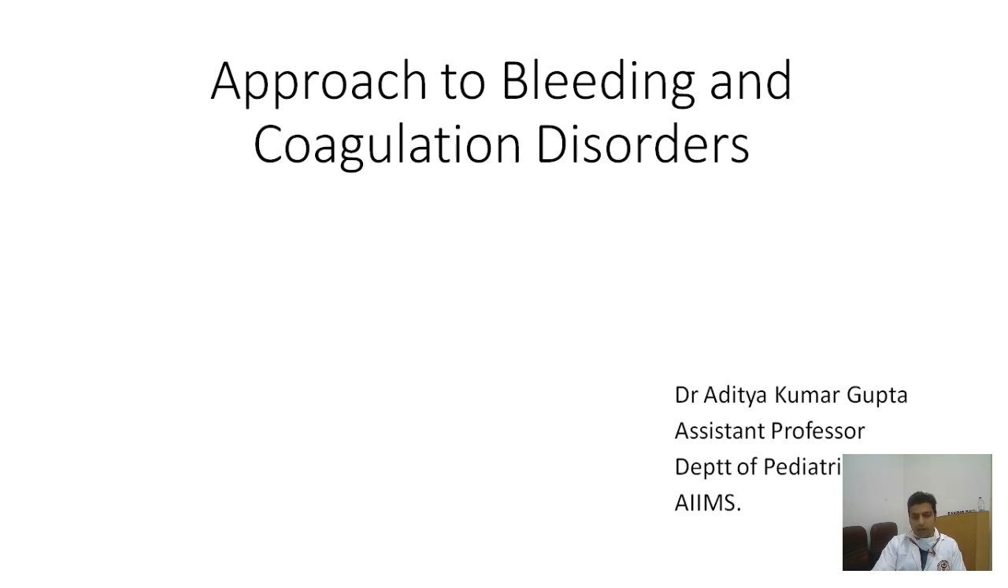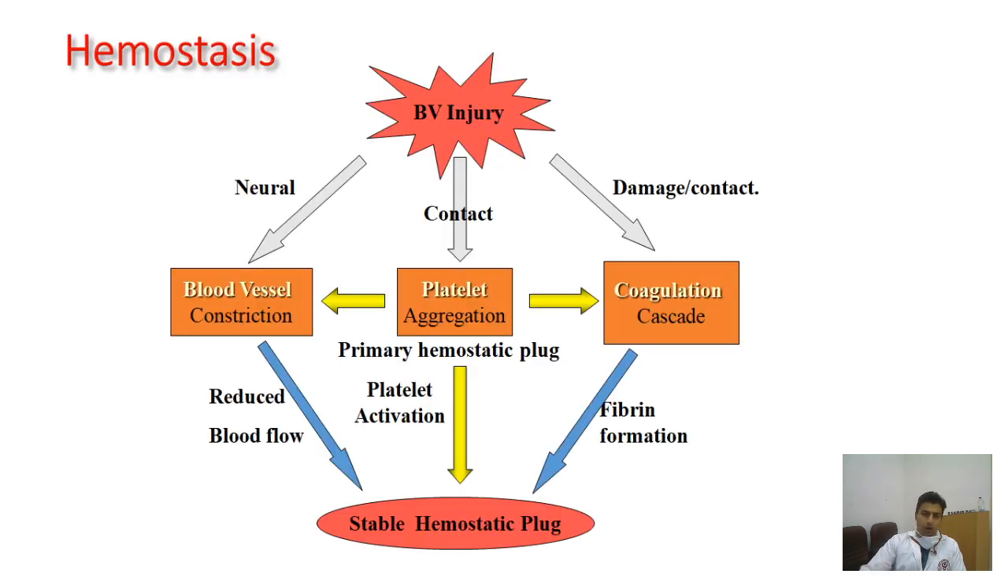So as we know, bleeding and coagulation disorders are a very important aspect in medicine in general and also in pediatrics. So today we'll briefly discuss the approach: what are bleeding disorders, what are coagulation disorders, and how can we differentiate each of these. Before we dwell into each of these, just a brief overview of how hemostasis occurs.